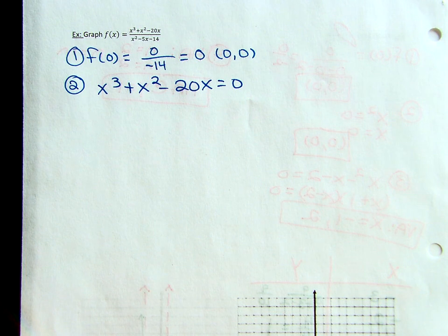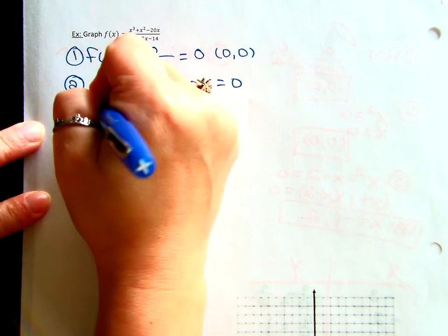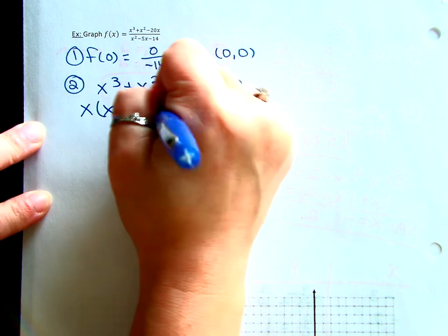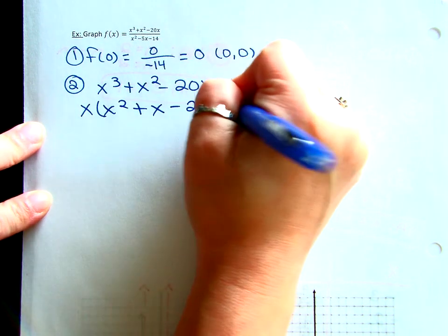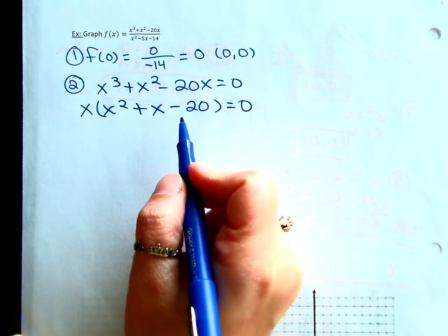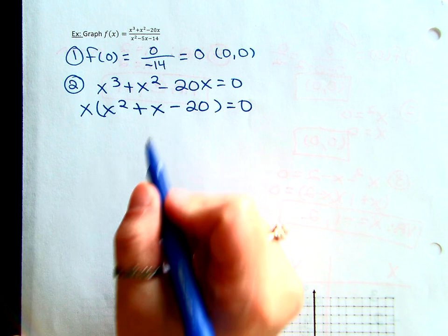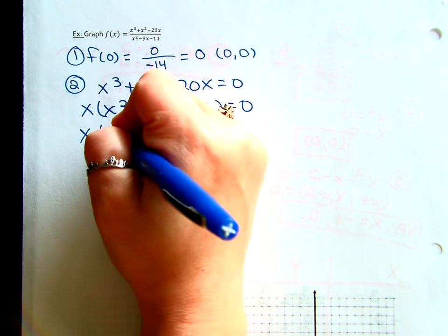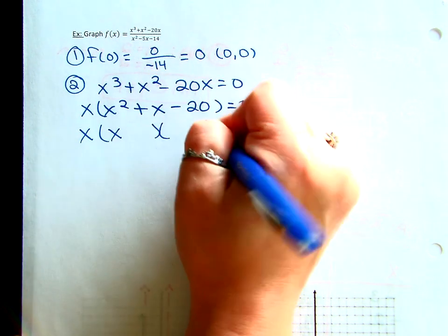Looking at it, I know that every term on the left-hand side has an x, so I'm going to factor that out to get started with. Because when I do that, it's going to leave me with a nice quadratic inside this set of parentheses, so that I can factor it into two binomials.